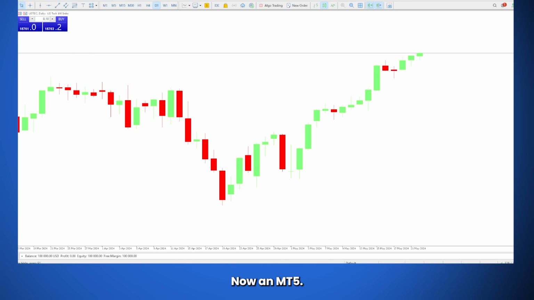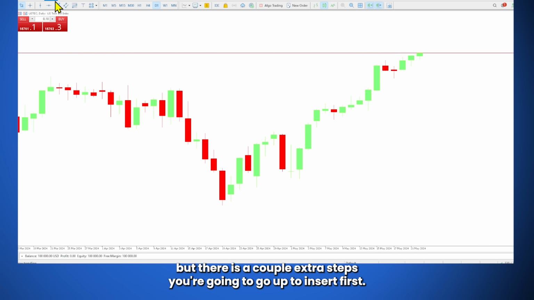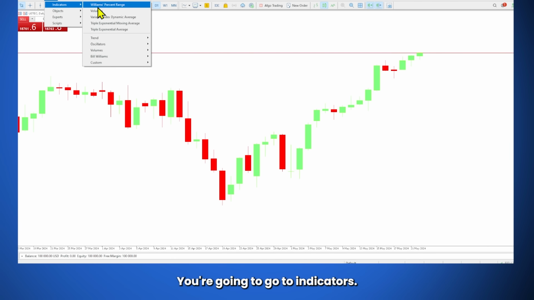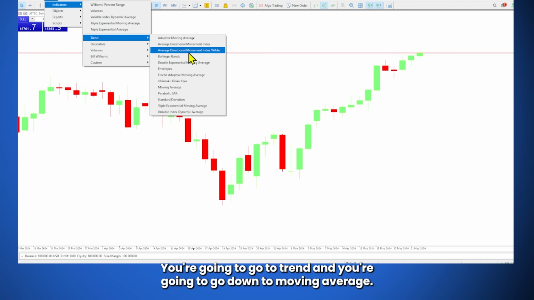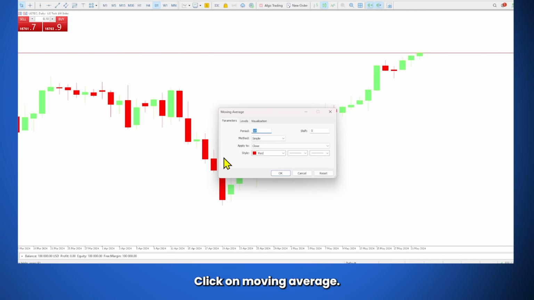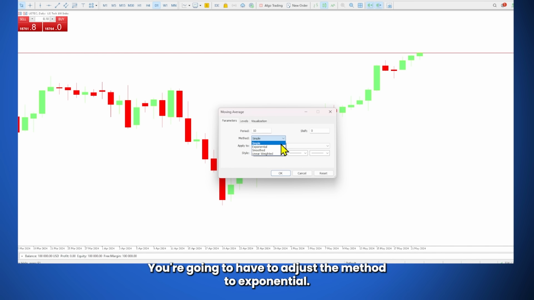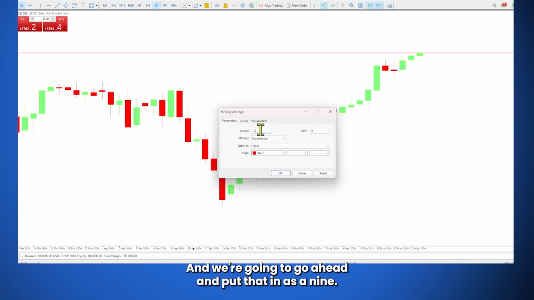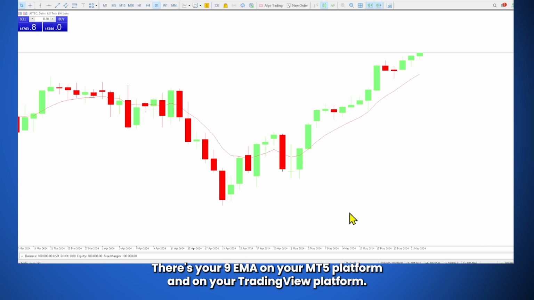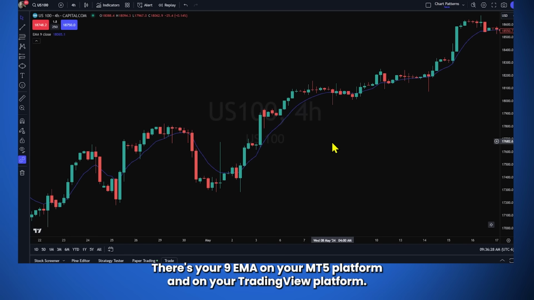Now on MT5, very similar, but there are a couple extra steps. You're going to go up to insert first, then indicators, then trend, and then down to moving average. Click on moving average. You're going to have to adjust the method to exponential, and we're going to go ahead and put that in as a 9. So there you go. There's your 9 EMA on your MT5 platform and on your TradingView platform.